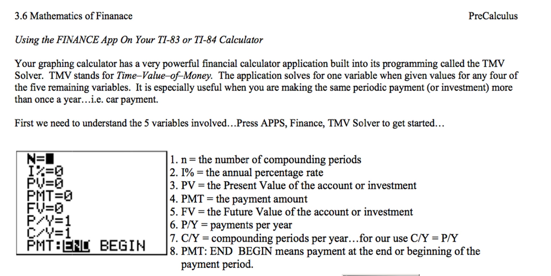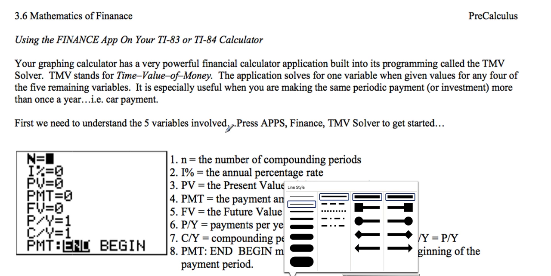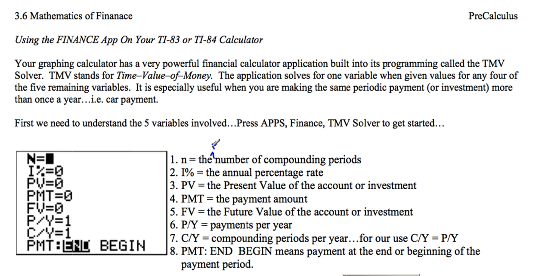Then you press enter, and then the first option should say TVM solver. So if you press enter one more time, then you should get a screen that looks similar to this one shown here. So let's go over what all these variables mean, because we've got several here that are new to us. Okay, so the N value, that capital N value, is the number of compounding periods. And I might enter a little note up here saying that is the total number of compounding periods.